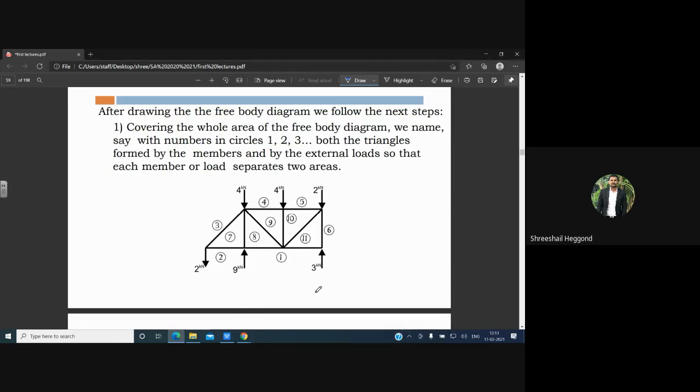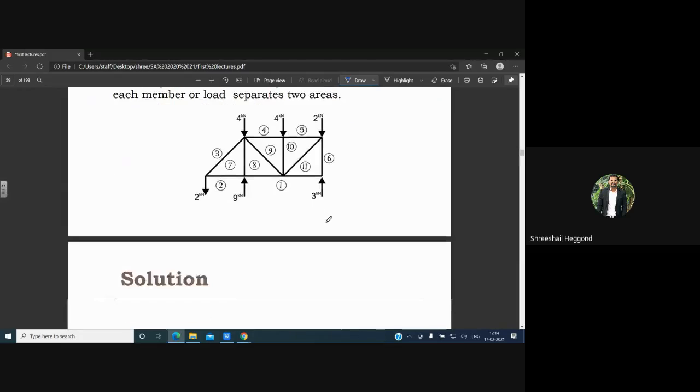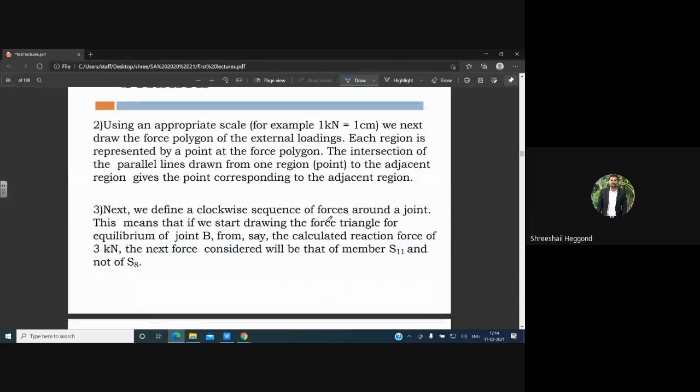Each load naming is separate and the triangles naming will be given. That will be 1, 2, 3, 4, 5, 6, up to 11, the numbering is given. Each member is separate, the count is there. Okay. Once it is done, then use an appropriate scale, for example 1 kilonewton equal to 1 centimeter. You need to draw the graph.